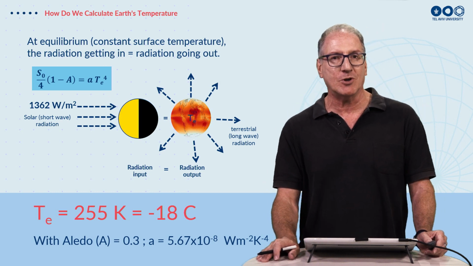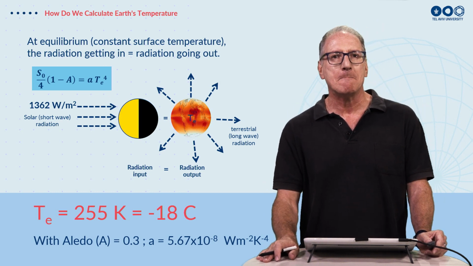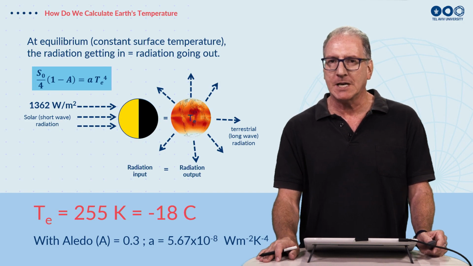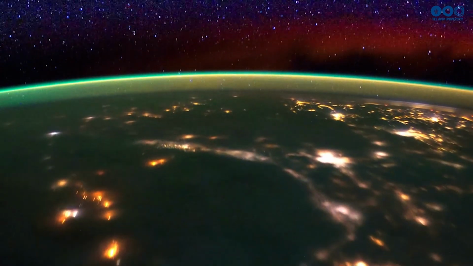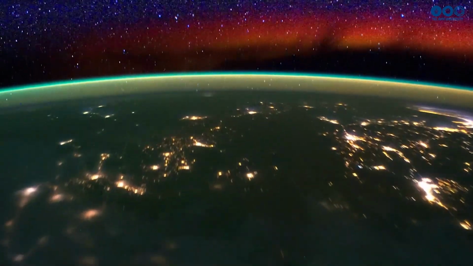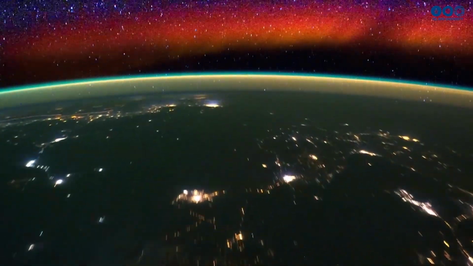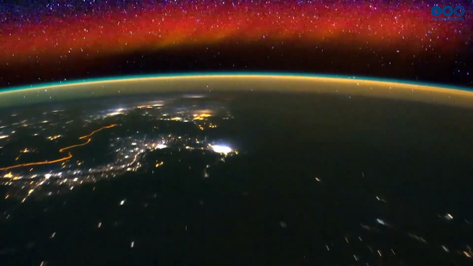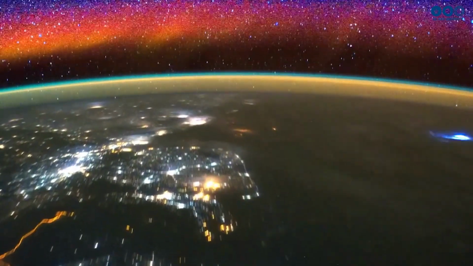Well, that's not what we've spoken about before. We said the temperature of the Earth is 15 degrees. So something's missing in this calculation. And what's missing is the atmosphere, or the greenhouse gases in the atmosphere. What we've calculated here is the temperature of the Earth without an atmosphere.